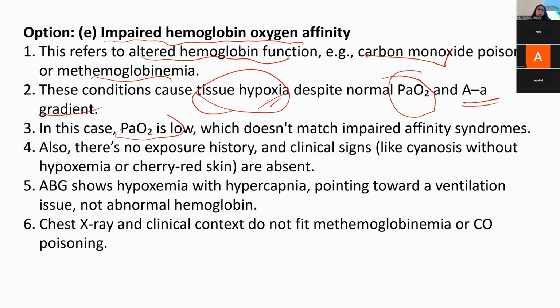PaO2 is low, which does not match impaired affinity syndromes. Also, there is no exposure history and clinical signs, like for example cyanosis without hypoxemia or cherry red skin. All such clinical signs are absent. ABGs showing hypoxemia with hypercapnia point towards a ventilation issue, not an abnormal hemoglobin issue. Now, chest X-ray and clinical context also do not fit methemoglobinemia or carbon monoxide poisoning.